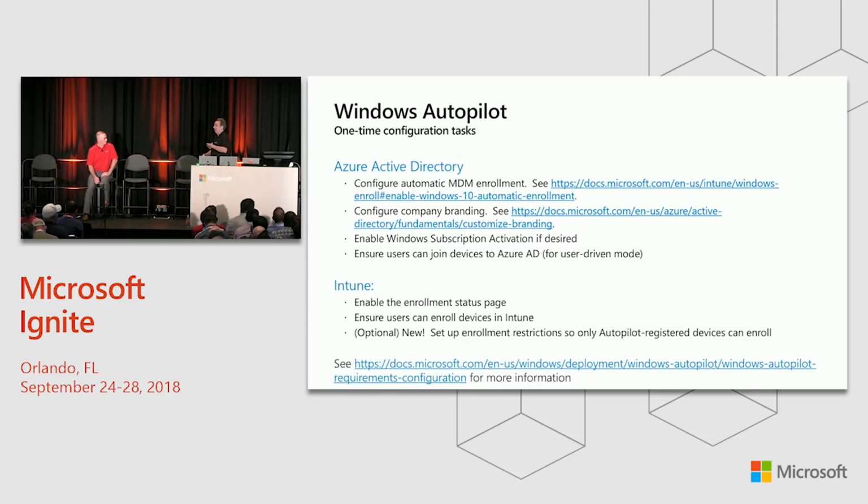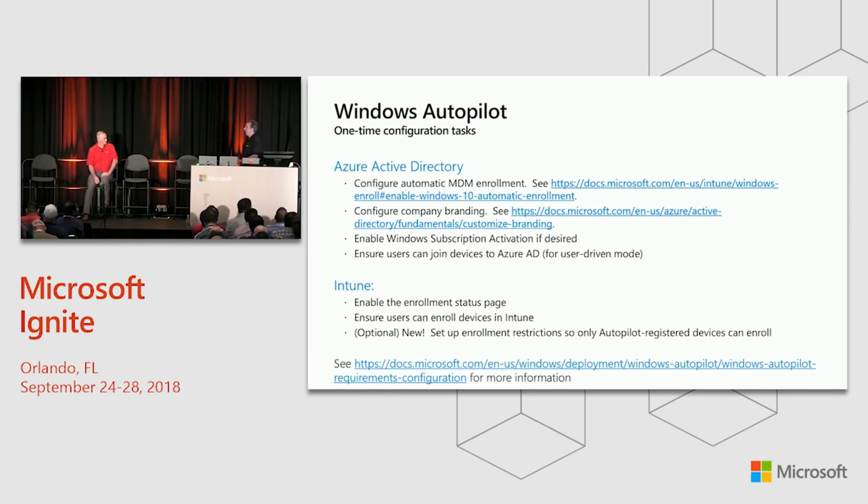You then need to go through some initial configuration tasks, like configuring automatic MDM enrollment, something you go through once to specify anytime a device joins into Azure Active Directory, it should enroll in this MDM service. So you basically put in the URLs for the MDM service that you're using.